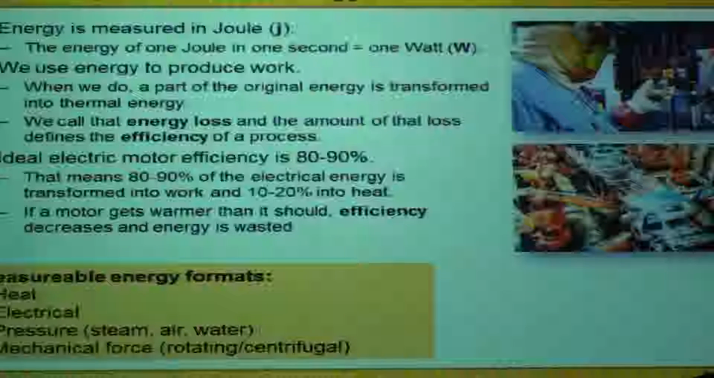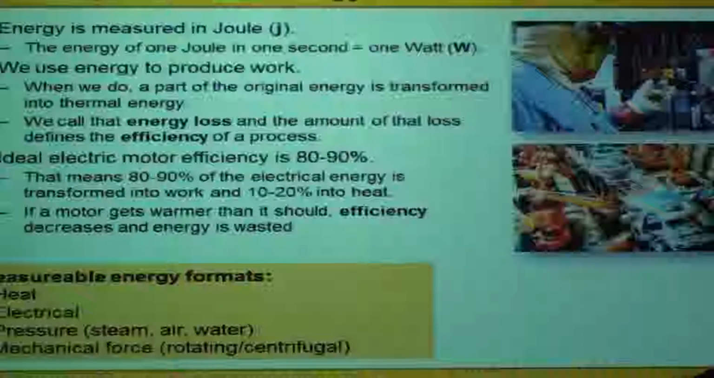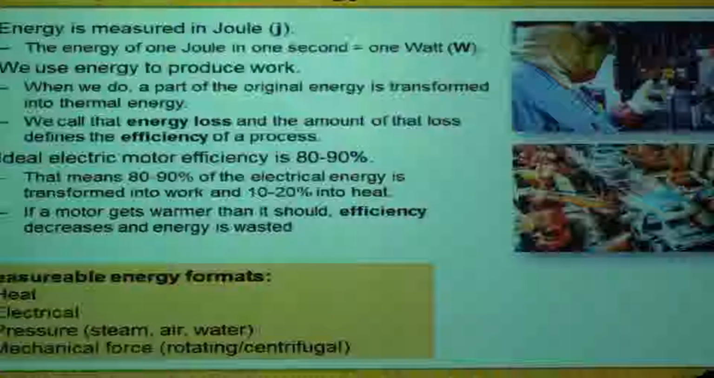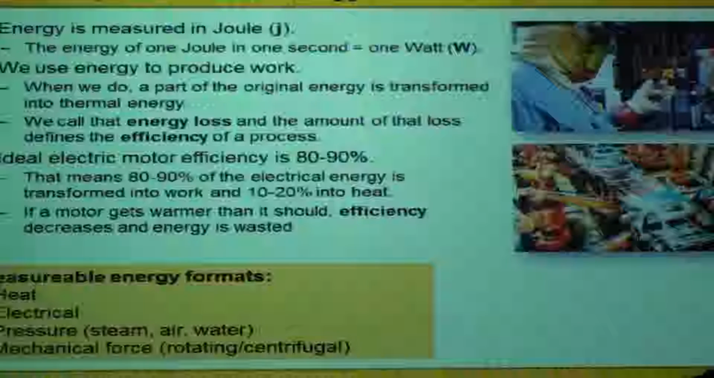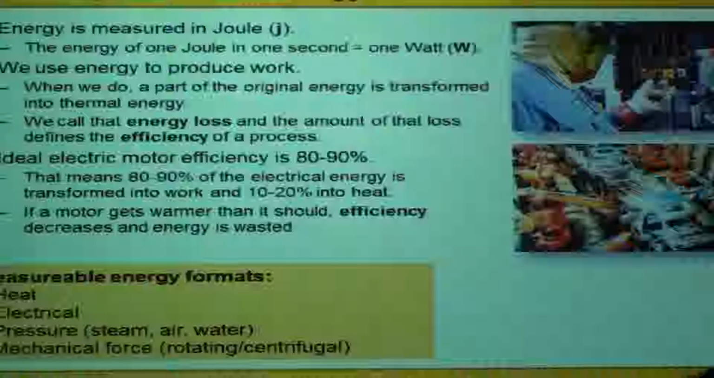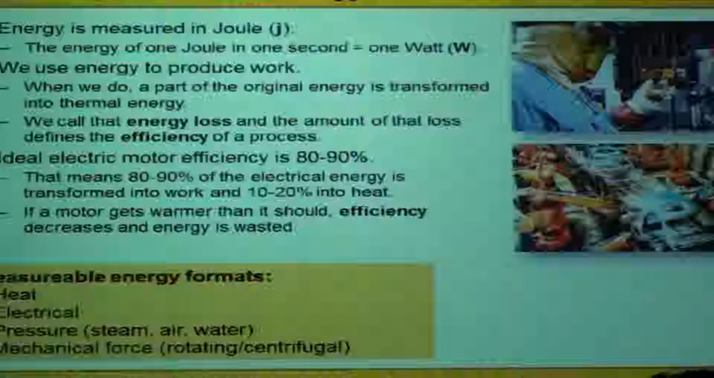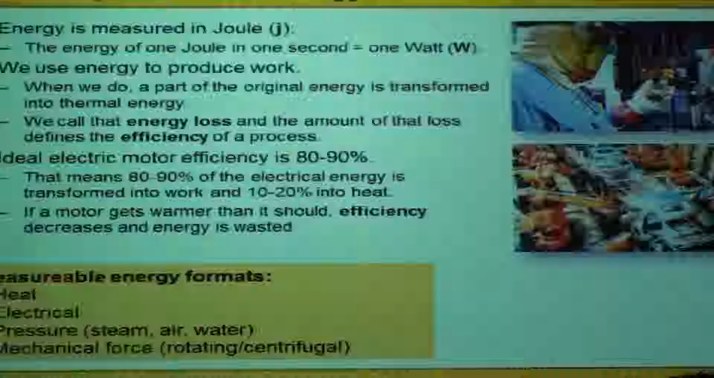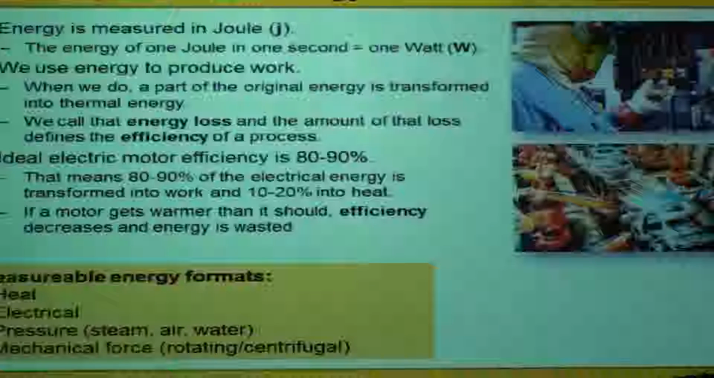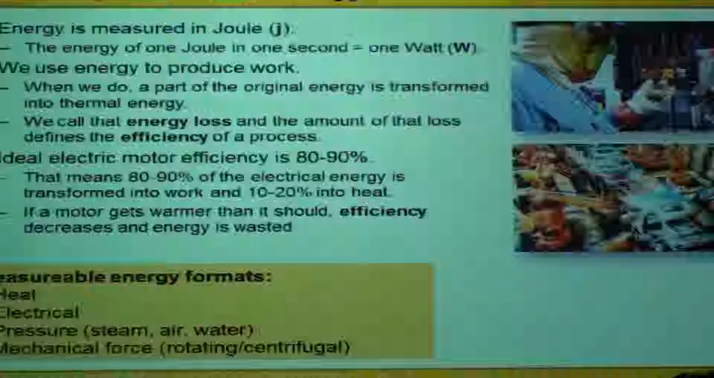If you look at an ideal electric motor, the efficiency of an ideal electric motor is 80 to 90%. So 80 to 90% of the time, it's actually doing useful work. The remaining 10 to 20% of the time, it's wasted into heat. That energy that's not being put to good use or to good work is wasted into heat. If a motor gets warmer than it should, the efficiency level goes down. And that's what we need to be doing, is to measure and maintain.